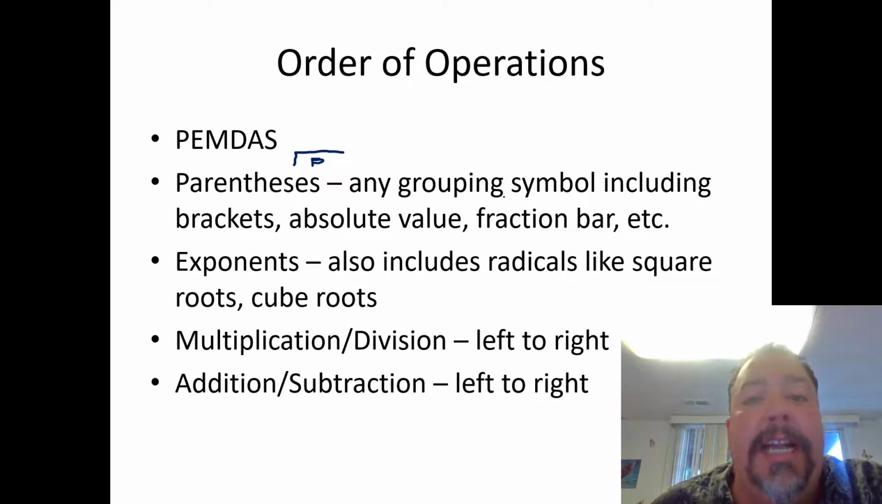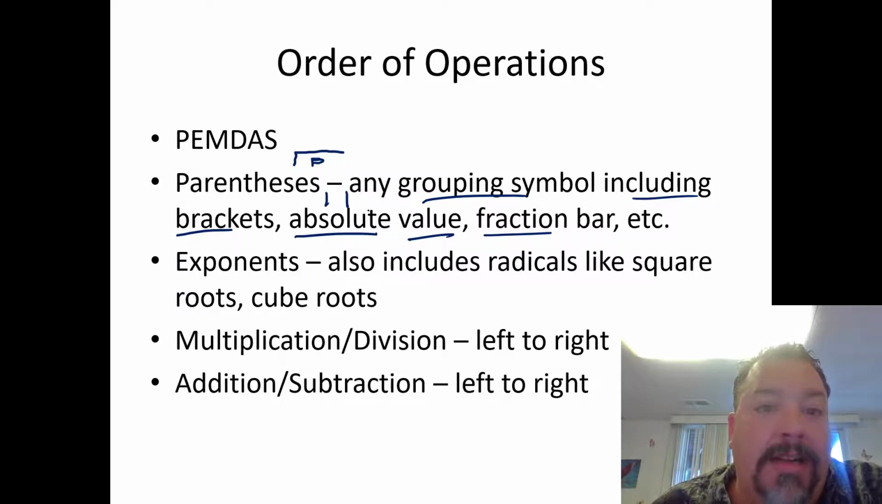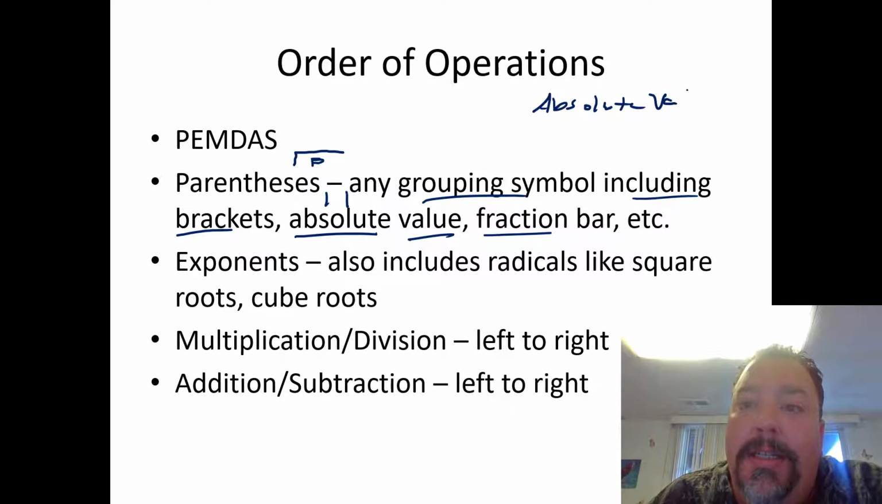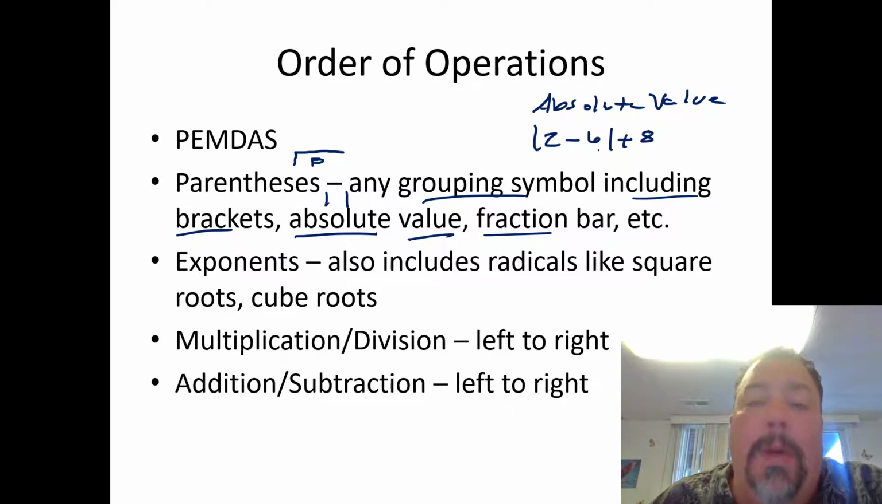The parentheses includes any grouping symbol, including parentheses, brackets, fraction bars, and absolute value. The absolute value we're going to talk about is these little bars right here. Absolute value is the distance from 0. It acts kind of like a grouping symbol, and if you've got something inside of it like 2 minus 6, and then some stuff on the outside like plus 8, you have to do the absolute value thing first. So 2 minus 6 is negative 4, so you do what's inside of it.